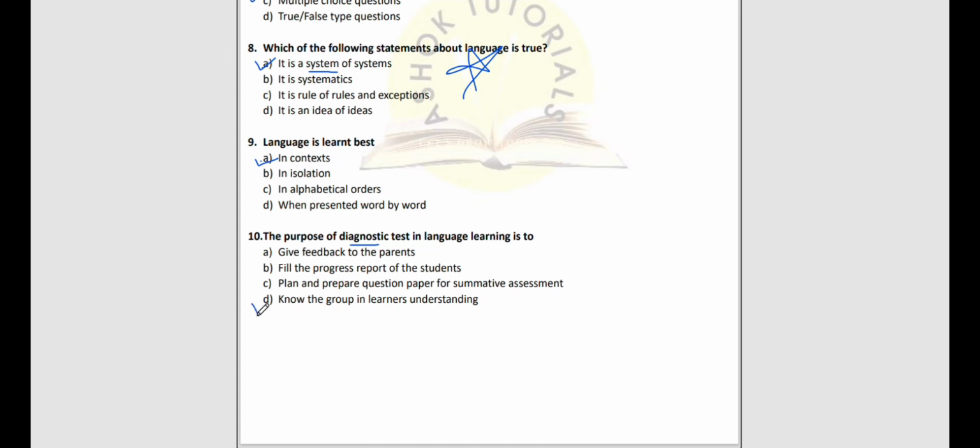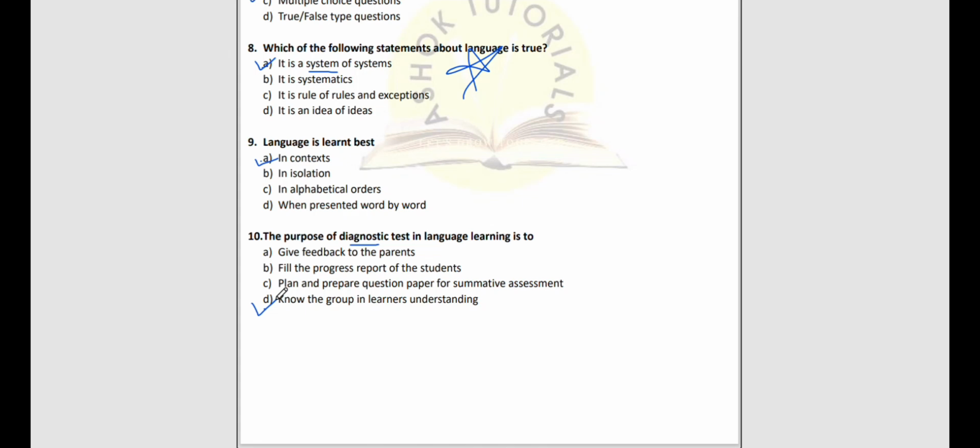All right, the correct answer here is option D. The purpose of a diagnostic test in language learning is to know the gaps, not group. This is a typing error here. Know the gap in learners' understanding. This is not group, the correct word is gap, to know the gap in learners' understanding.